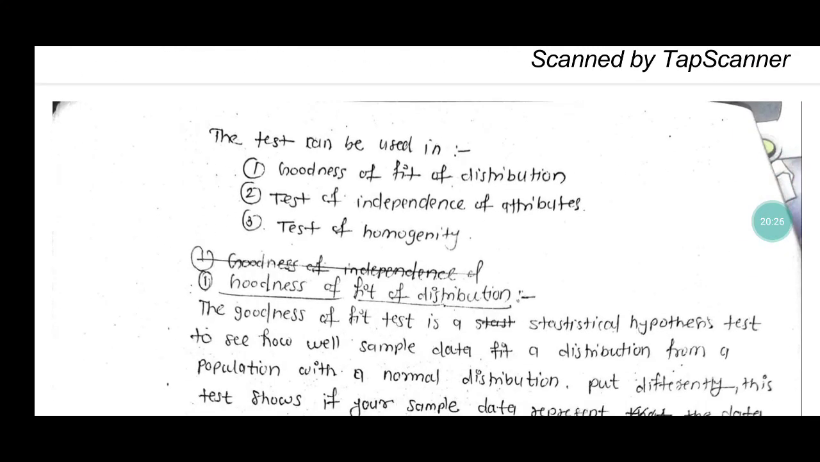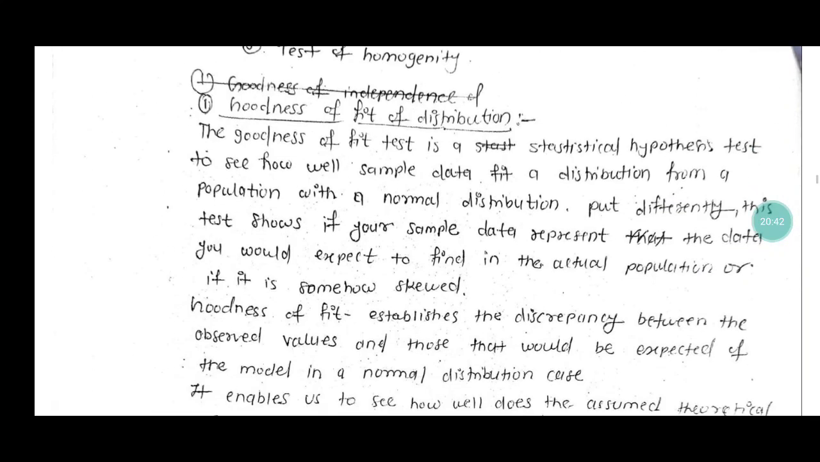The test can be used in goodness of fit of distribution, test of independence of attributes, as well as test of homogeneity. In that, number one, goodness of fit of distribution. The goodness of fit is a statistical hypothesis test to see how well the sample data fit a distribution from the population with a normal distribution.